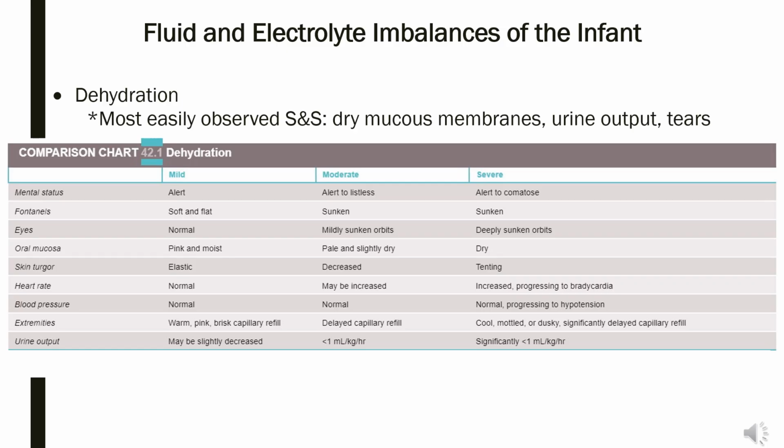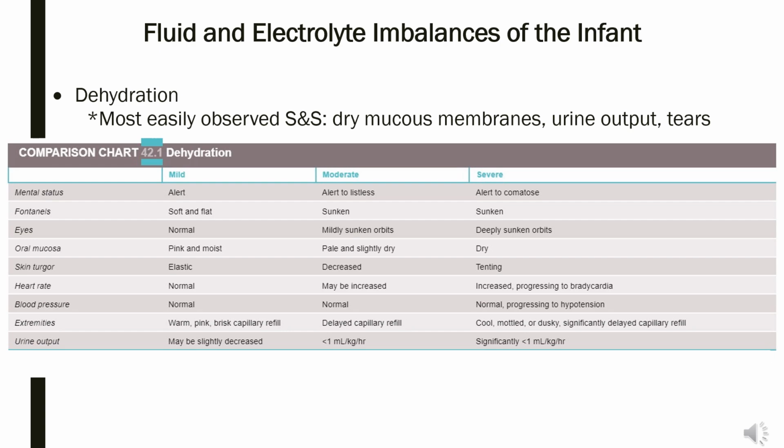This neurologic change is a serious red flag. Fontanelles and eyes are very important. In mild dehydration, fontanelles are soft and flat, and the eyes appear normal. With moderate dehydration, the fontanelle becomes sunken, and the eyes begin to appear sunken in the orbits. The sunken appearance becomes very pronounced in severe dehydration.